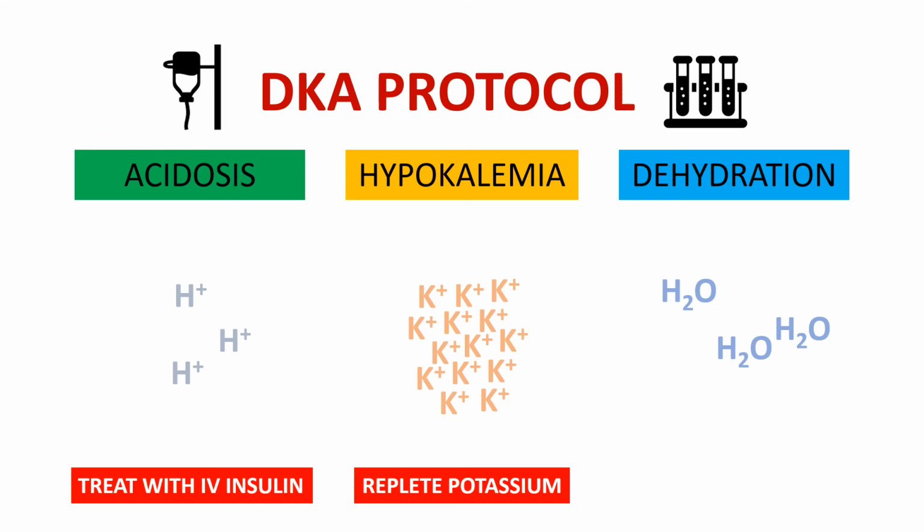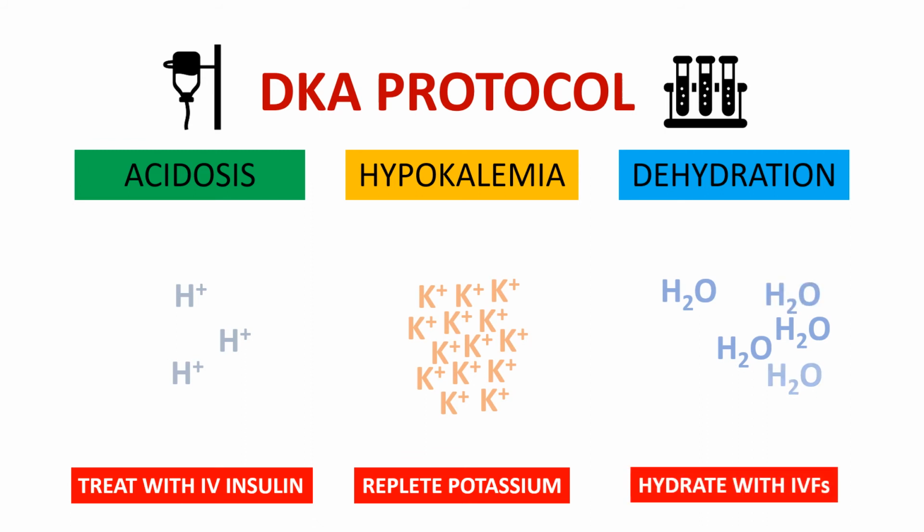The protocol will specify a fixed rate of crystalloid when their sugars are above a certain threshold, and they'll transition to a dextrose-based solution once their sugars drop below that threshold. At my institution, that threshold is 250, and so we'll transition from either NS or LR to D5NS or D5LR once sugars drop below 250.